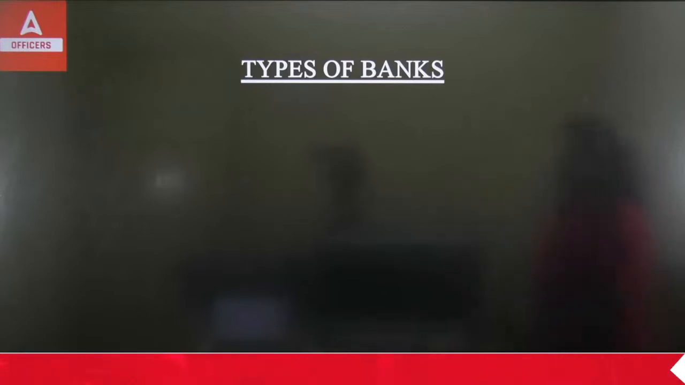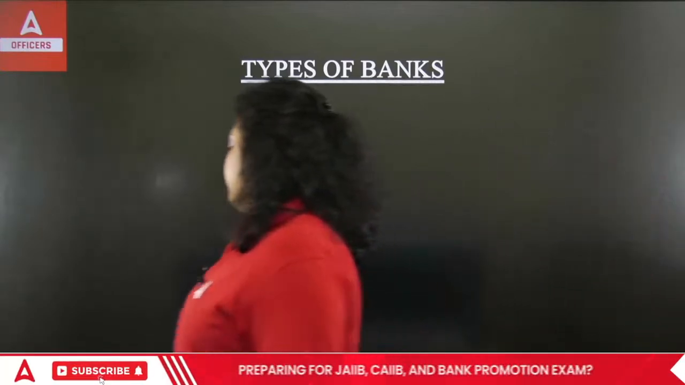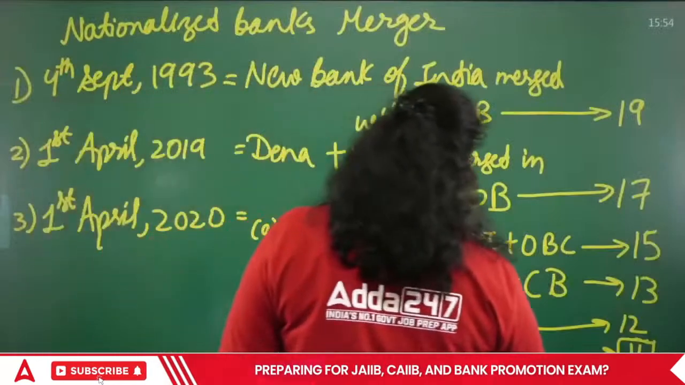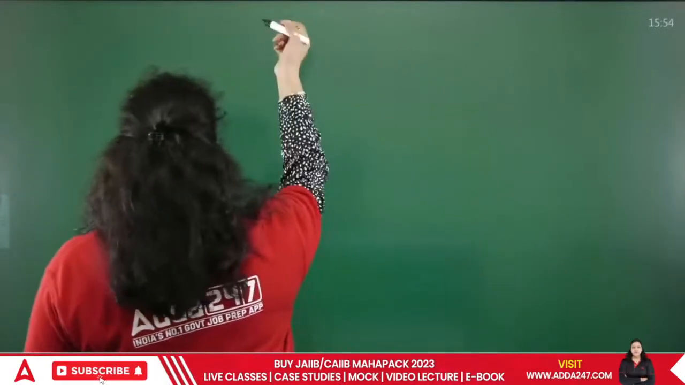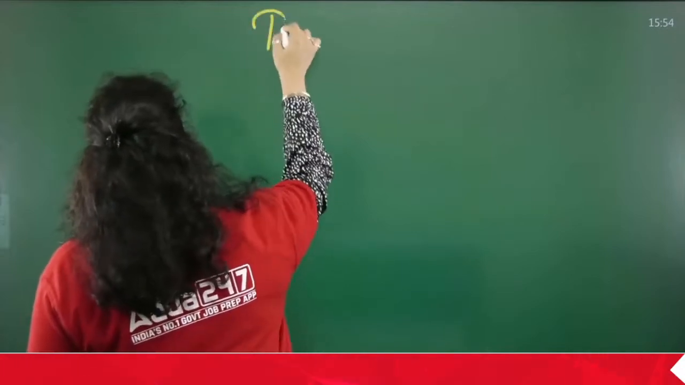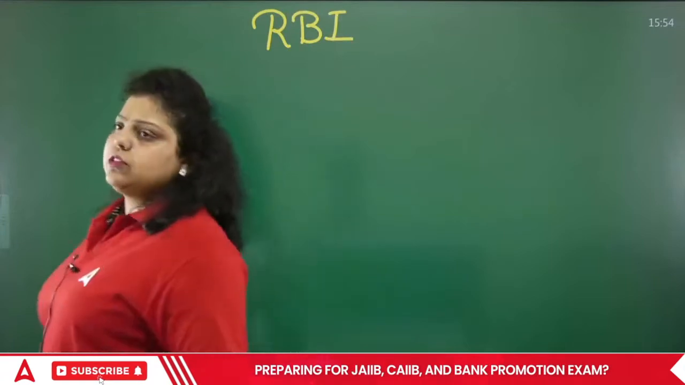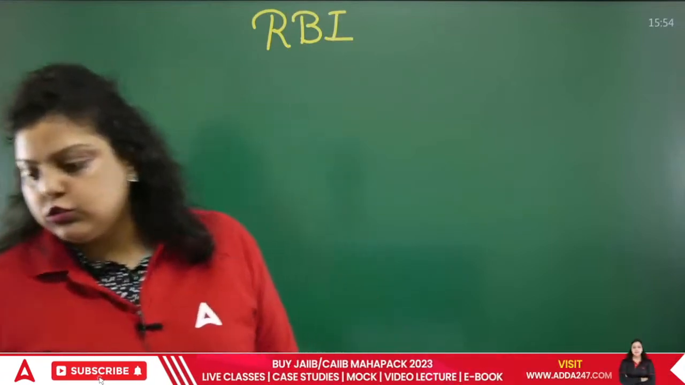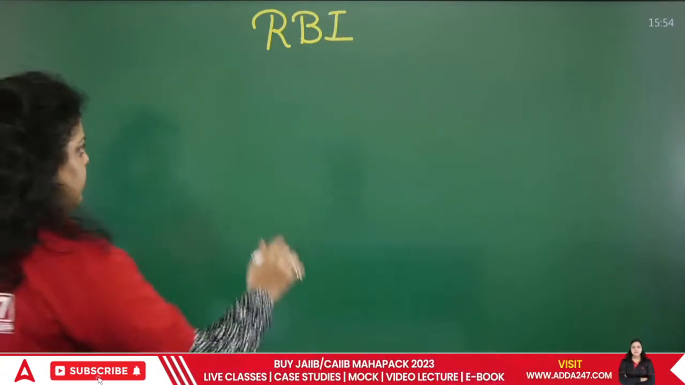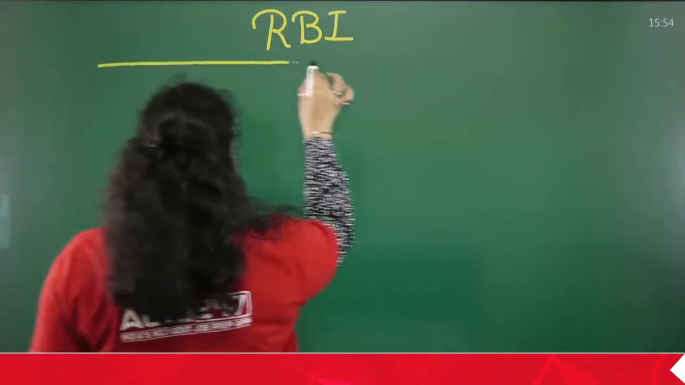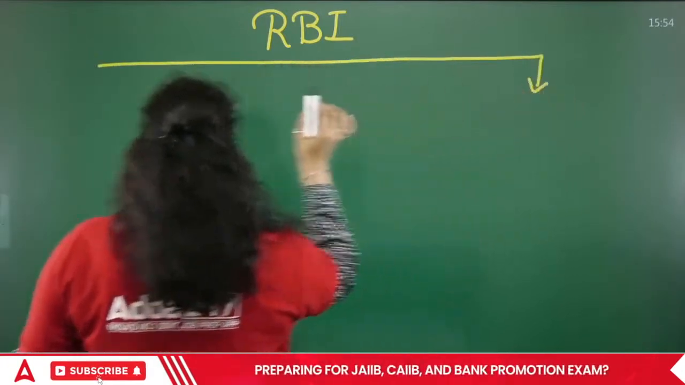Okay, so let's continue. If I talk about the types of bank, I will not be discussing the description of the banks today, but I will be discussing the overall flow chart. If I am talking about types of bank, the first bank of our country, or I can say the central bank of our country, is RBI. So first of all, we will have RBI, Reserve Bank of India.